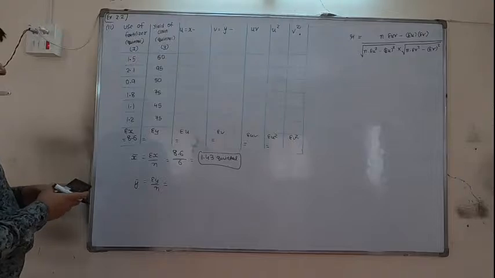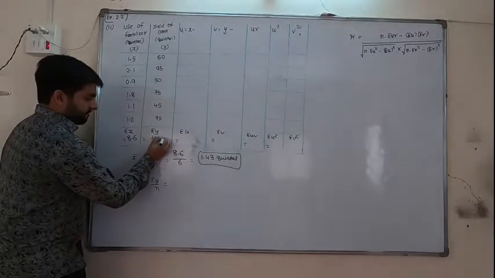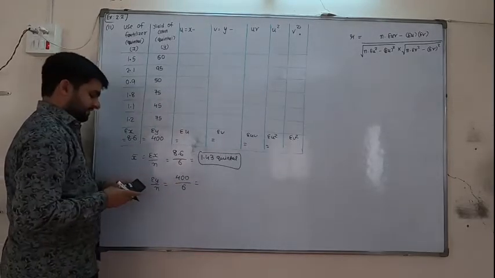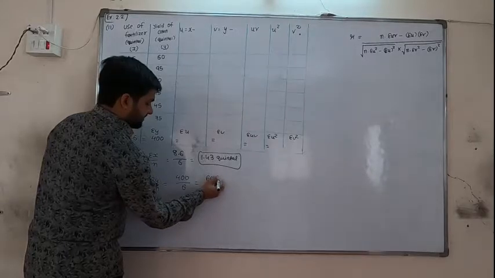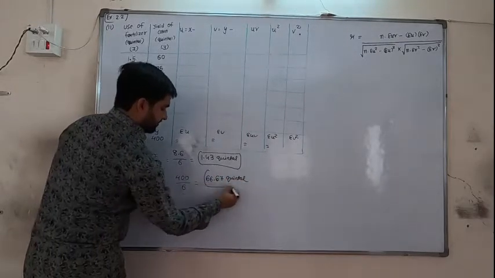60, 95, 50, 75, 45, 75 sum to 400. 400 divided by 6 is 66.67 quintal.